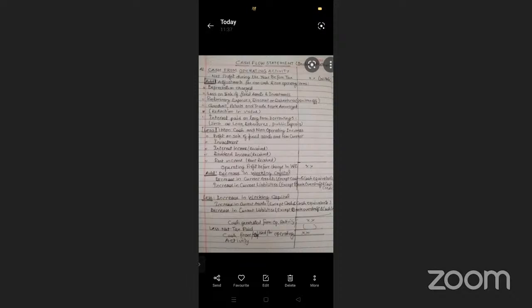These are all called non-cash and non-operating items, or non-operating expenses. Non-cash or non-operating items or expenses will all be added to the profit before tax. Whatever profit is there before paying tax, to that we will add these expenses.